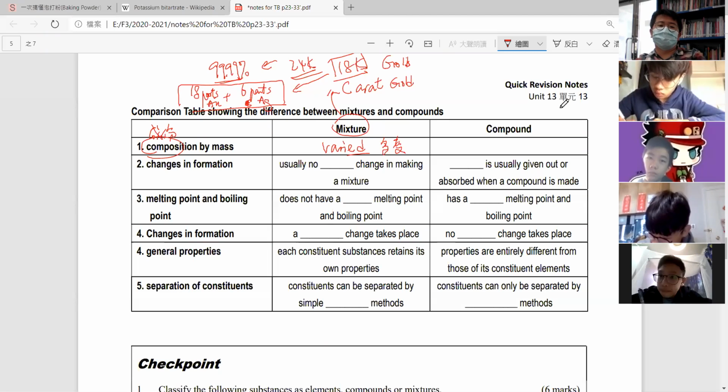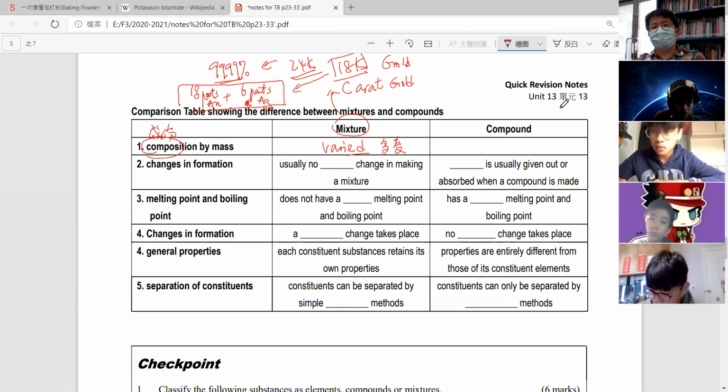18 karat gold, I can also make it cheaper, just like 14K, right? You can make the purity of the gold even lower. Okay, so you may find that in a mixture, it varies. The composition of the different substances inside varies. It can be changed by yourself. For a compound, it is fixed. How fixed is it?